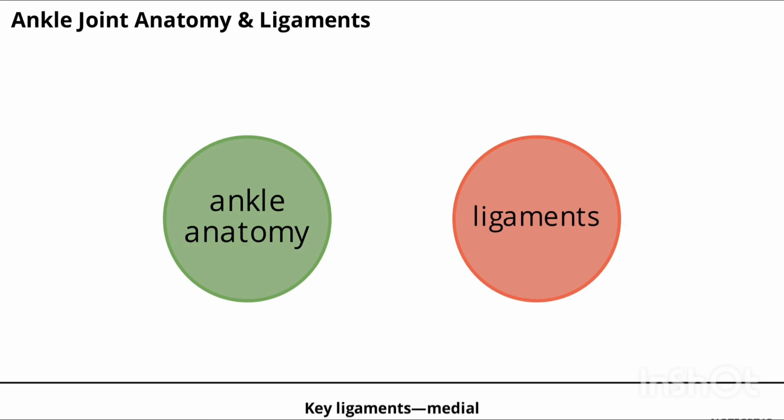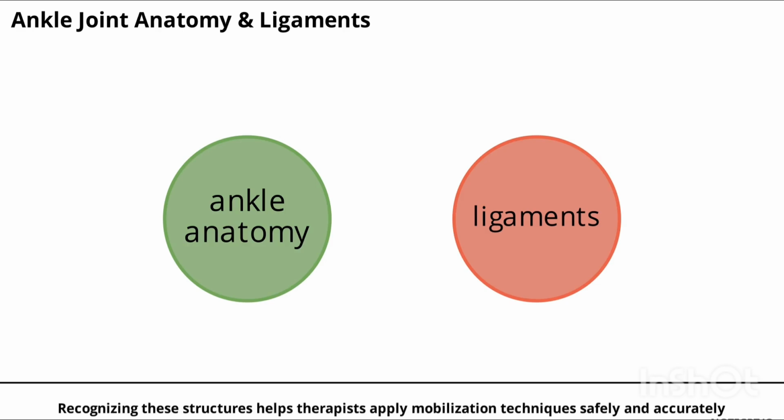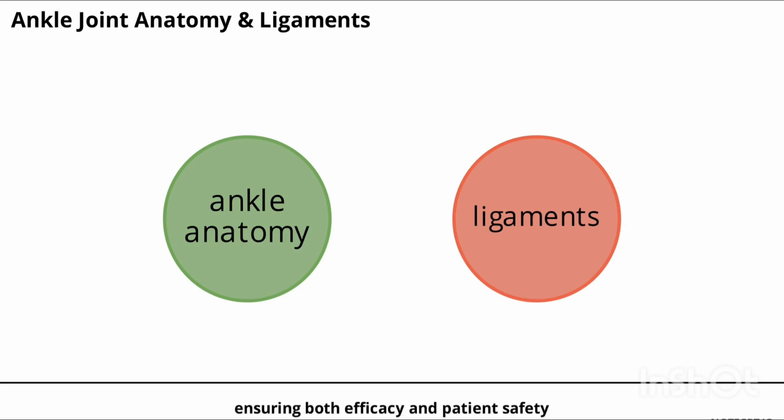Key ligaments, medial, lateral, anterior, and posterior, provide stability. Recognizing these structures helps therapists apply mobilization techniques safely and accurately. This foundational knowledge supports all subsequent hands-on interventions, ensuring both efficacy and patient safety.